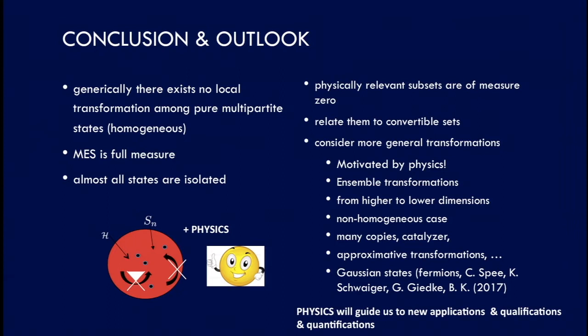Now, putting these results together with physics, we can analyze now physically relevant subsets, so the ones that are studied in many communities, and study what are the entanglement properties, or generalize the notion of entanglement to the setting where these subsets of states are actually interesting. Okay, and then, of course, we should study more general transformations than LOCC, like ensemble transformations, approximate transformations, many copies, non-homogeneous cases, and so on and so on. So I think that with this, the physics will simply guide us to find new applications, also to guide us how we should actually quantify and qualify entanglement.